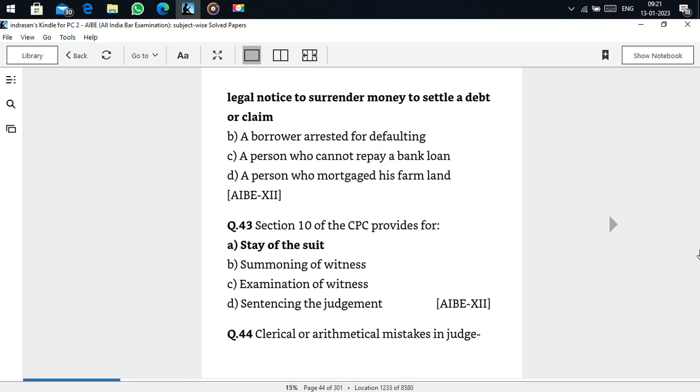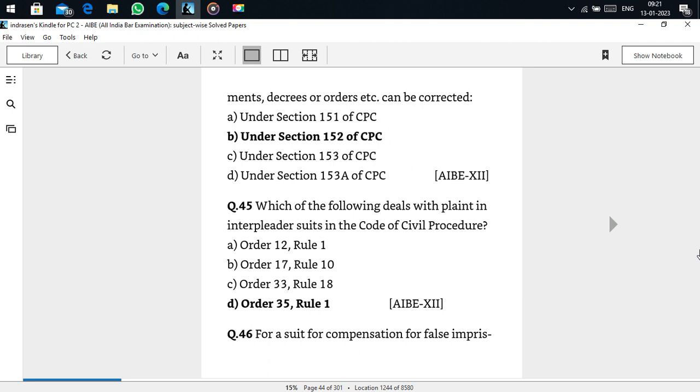Clerical or arithmetical mistakes in the judgment or decrees can be corrected under Section 152 of the CPC. Section 152 talks about corrections in the judgment subject to clerical or mathematical errors, not the concept or the intent of the judgment.